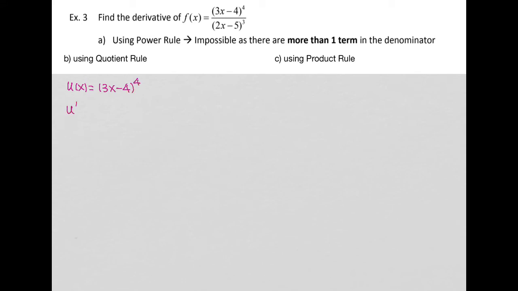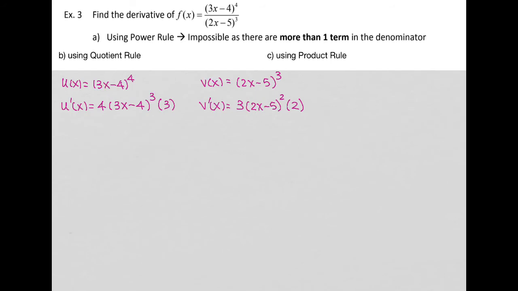And let's find the differentiation. Bring down the exponent 4: (3x minus 4) to the exponent 4 minus 1, which is 3, times the differentiation of the base, which is 3. And we do v of x, which is the denominator, (2x minus 5) to the exponent 3. So v prime will be: bring down the exponent 3, (2x minus 5) to the exponent 3 minus 1, which is 2, times the differentiation of the base, which is 2.